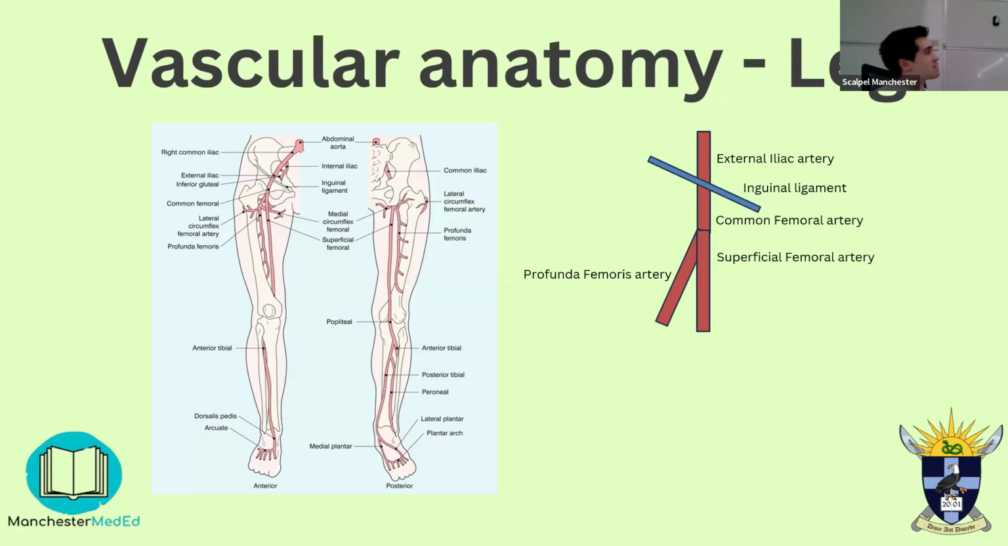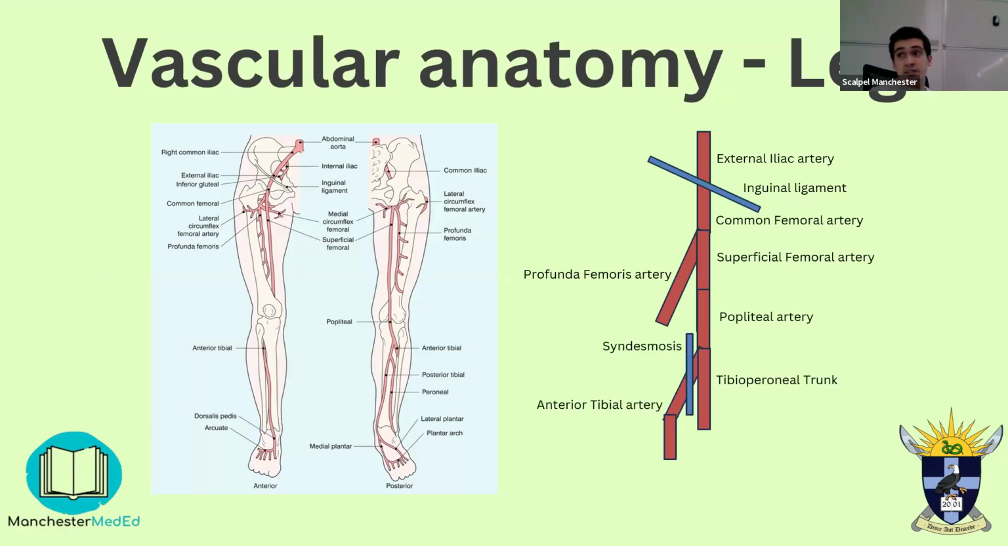So this then travels through an area called the adductor canal, because it runs over the top of the adductor muscles in the thigh, underneath the sartorius muscle, exits through the adductor hiatus and becomes the popliteal artery. So this is in the area behind the knee, running posteriorly to the knee.